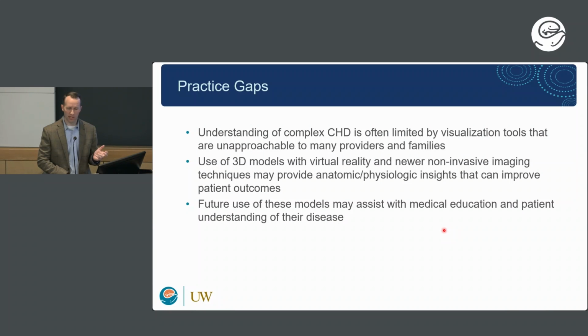So the practice gaps, for this group and everybody online, is just understanding that complex congenital heart disease in a lot of ways is limited by our visualization tools, and it's unapproachable for a lot of other providers and families. So how do we use some of these 3D models, virtual reality, and newer techniques to bridge that gap and provide more insights into pre-surgical planning in a way that really helps improve our patient outcomes? And then future use of these models has a lot of potential to help with medical education and patient understanding of their disease.